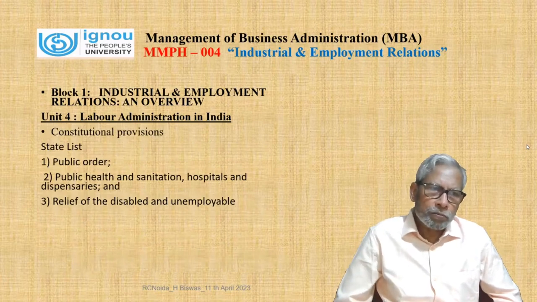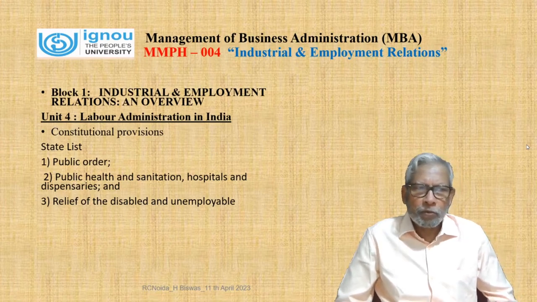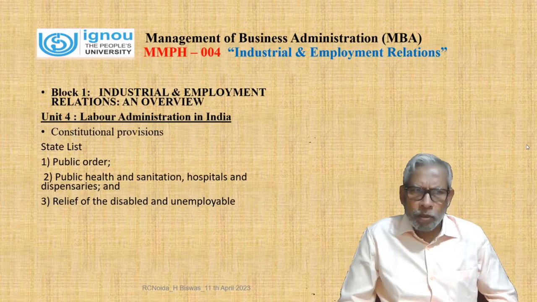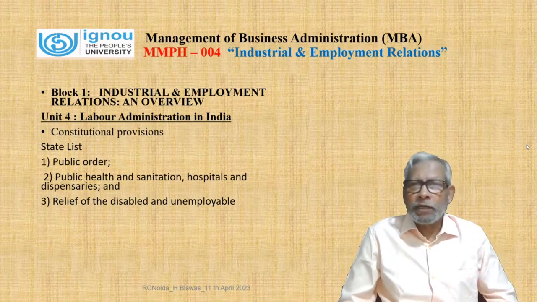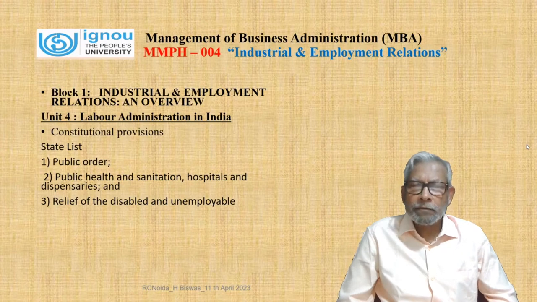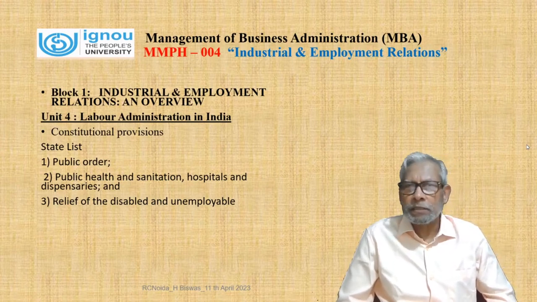Now, your state list, where number one should be public order. Number two, public health and sanitation, hospitals and dispensaries, etc. So all these, everything is basically the administration where the labor are working. They are for the benefit of the workers and the laborers. They should work smoothly. For that, all these lists have been prepared.